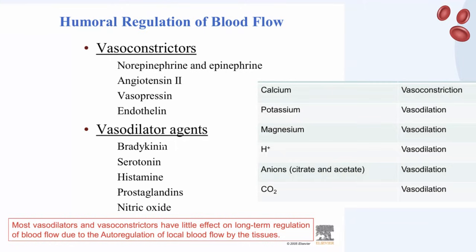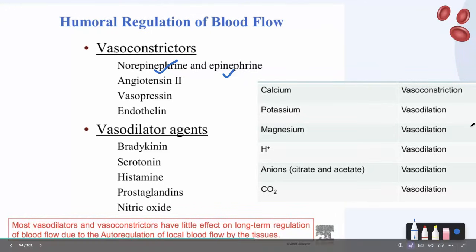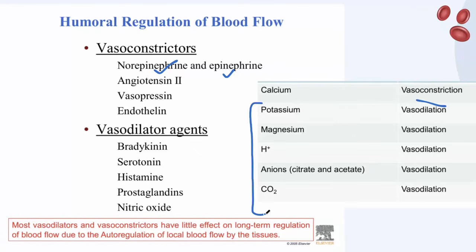That's straight. Okay. So unfortunately, you have to know all of these. So the basic constrictors are norepinephrine and epinephrine, angiotensin, vasopressin, endothelin. Vasodilator agents are bradykinin, serotonin, histamine, and so on. Calcium is a vasoconstrictor, and the rest of these are all vasodilators. Remember this. And all of these are short-term acting.